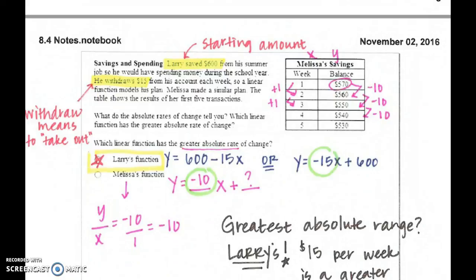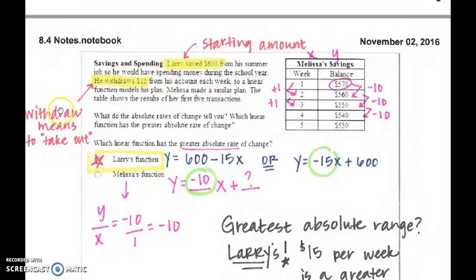Next thing we're going to look at is Larry and Melissa talking about their bank accounts and summer jobs. Larry saved $600 from his summer job. So the starting amount that Larry has is $600. Then he withdraws $15 from his account each week.